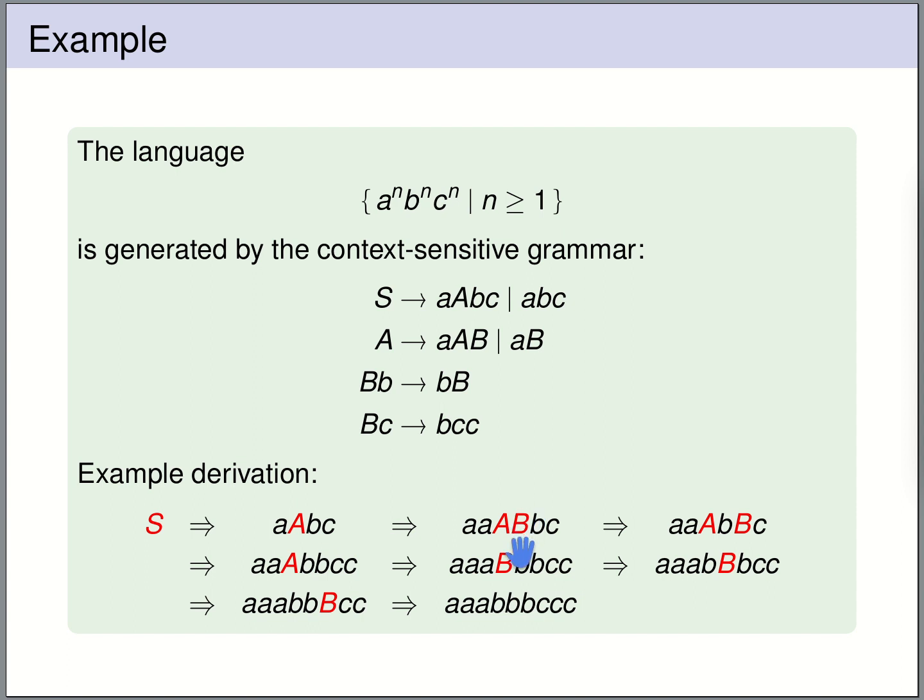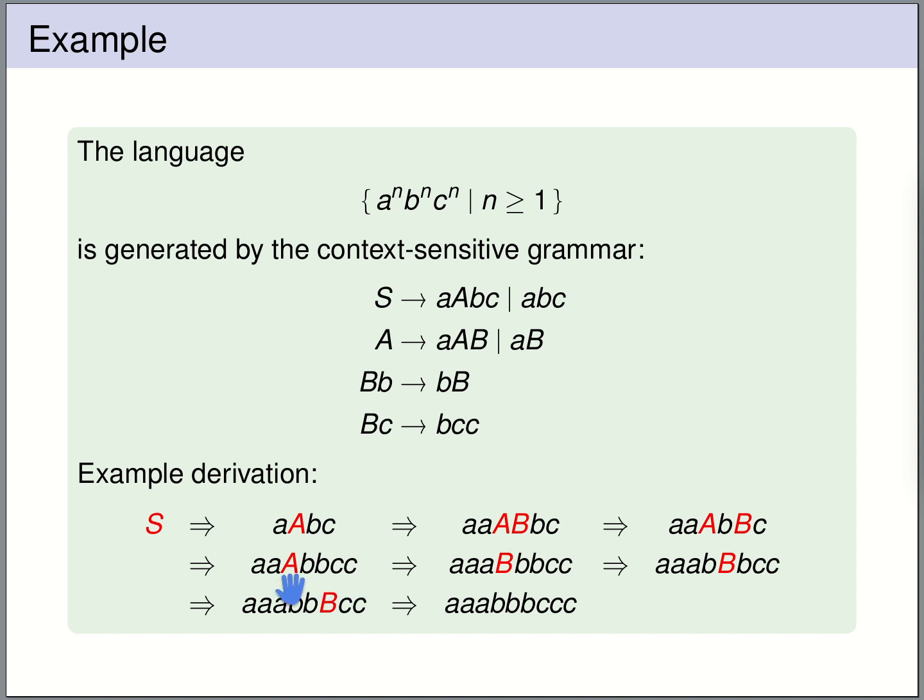Now, the task of this B is to find the middle of the terminal letters b and c. So the B now starts walking over the b's. It has found the middle part. It stands in front of the c. So we use this rule, and now the B is replaced by bc. So this B becomes bc. Now we have two a's, two b's, and two c's.